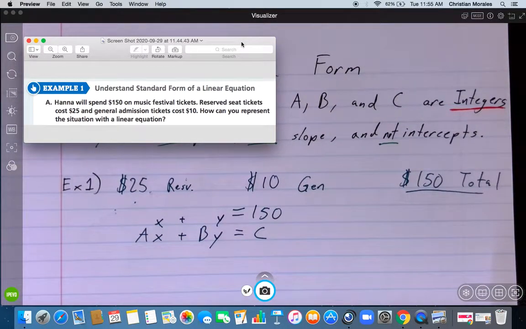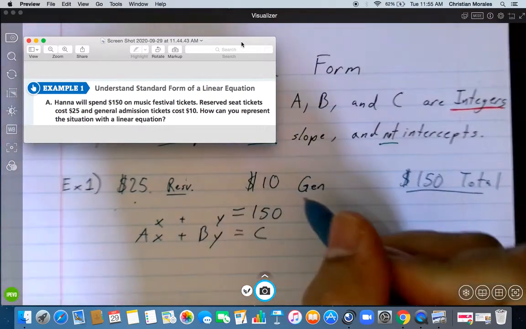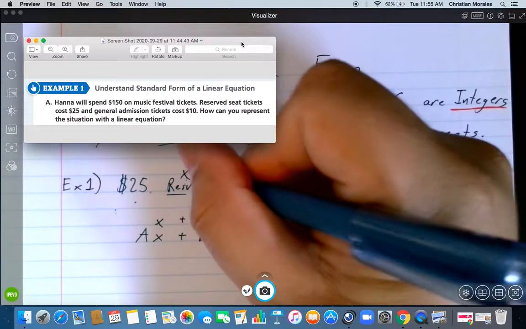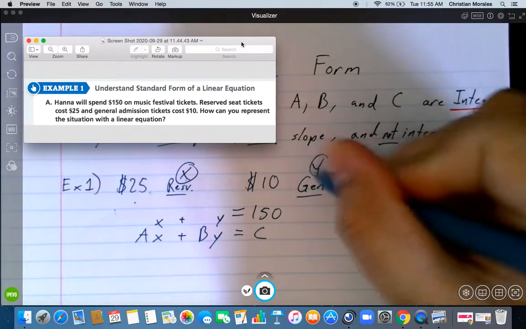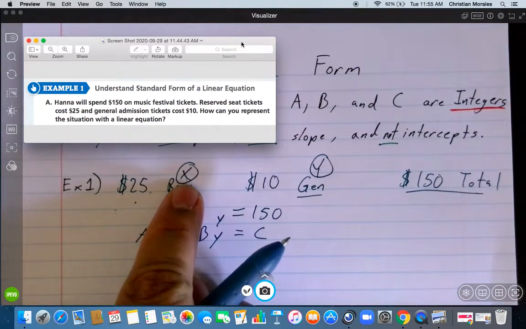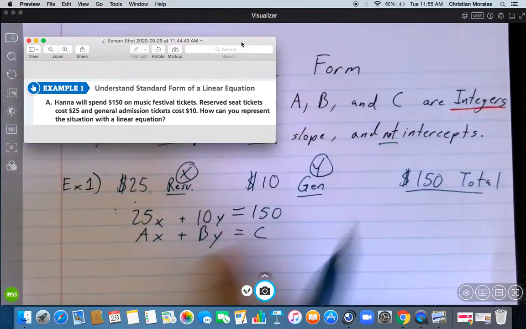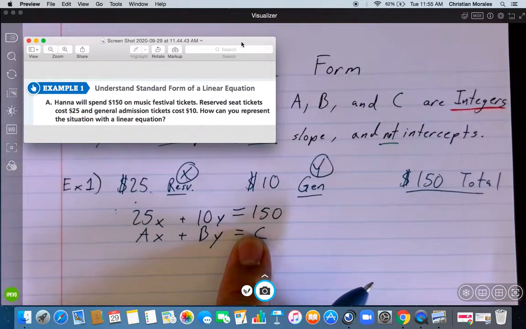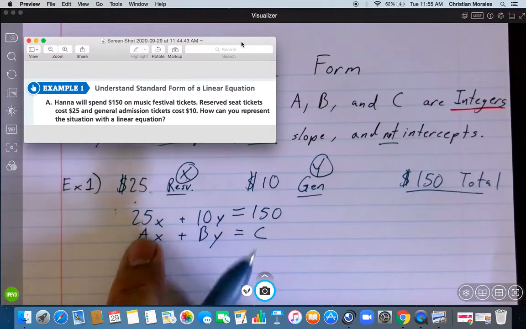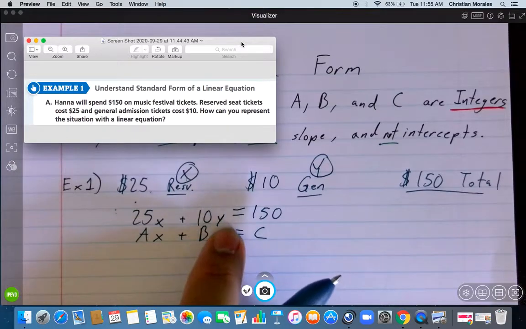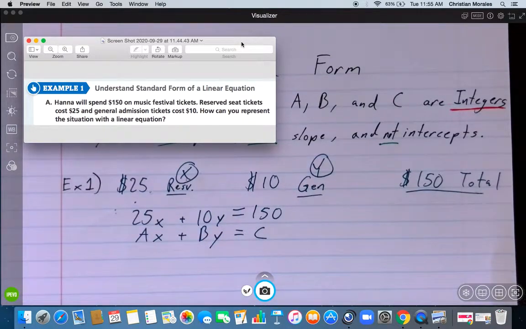Now, what things are you trying to figure out in this problem? The number of tickets that she can buy. There's two kinds of tickets. There's reserve tickets and there's general tickets. So if this is x and this one is y, the price of those tickets would go right here. And there is your standard form of the linear equation. So $25 for each reserve ticket plus $10 for each general ticket will give you a total of 150. And guys, that's standard form.